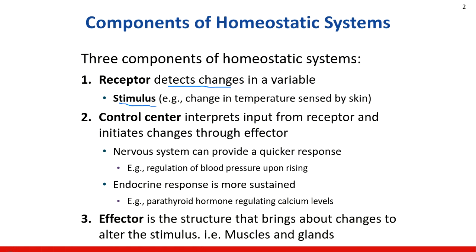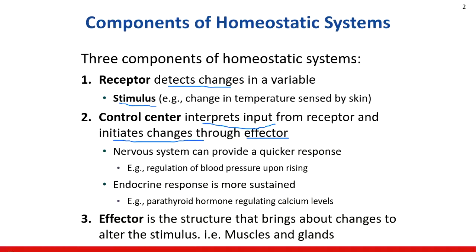And the control center is going to receive that information, then it's going to interpret that information that it got from the receptor, and then it can analyze the information, and then it'll figure out or initiate what kind of changes or adjustments are going to be required from whatever that stimulus was that the receptor detected. In order to make these changes occur, we need the effector, which is the third component in our homeostatic system.